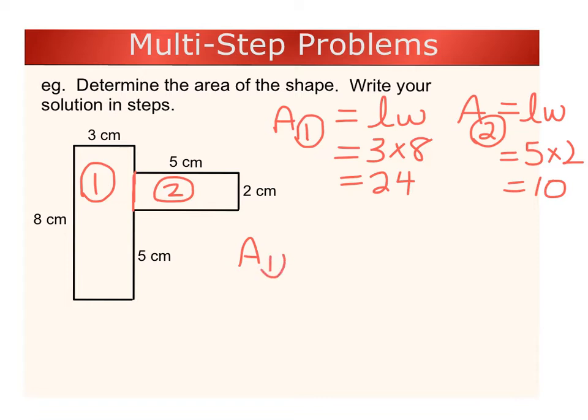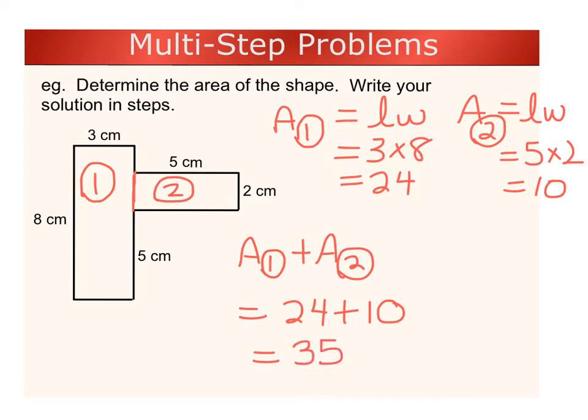Then I add the two together. So I take area 1 plus area 2, which is 24 plus 10, and my final answer is 34. And this is where I'm going to put my units on, just on my final answer, because this is area, it's centimeters squared.